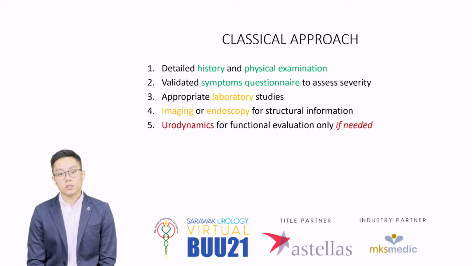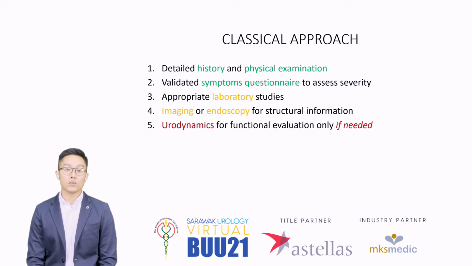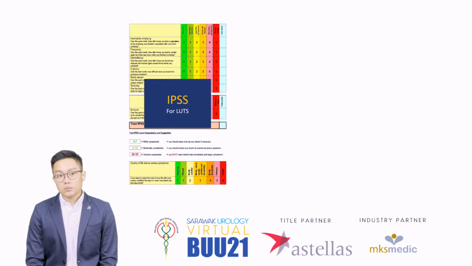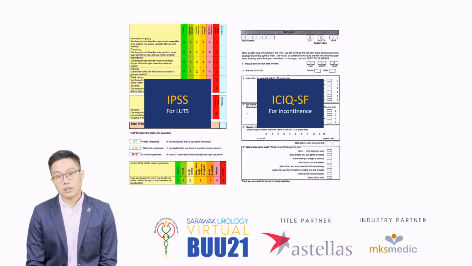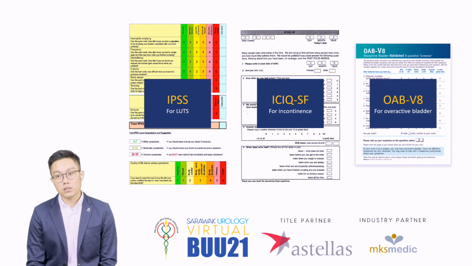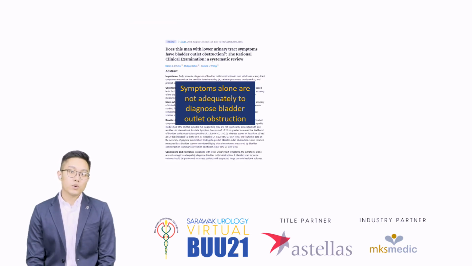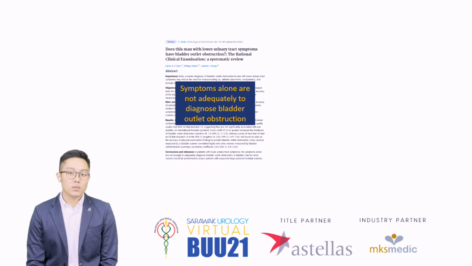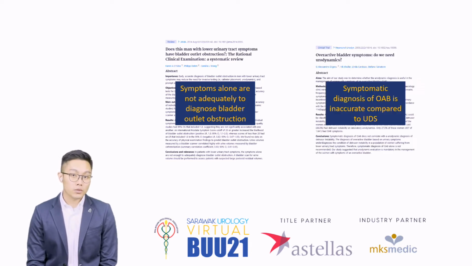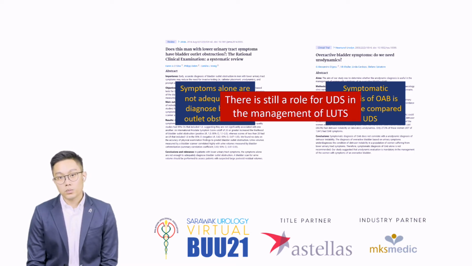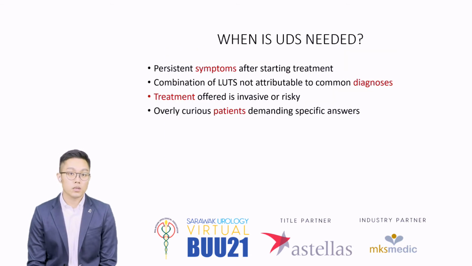But as you see here, urodynamics is actually usually fairly low down. We use it for functional evaluation and only if needed. For the symptoms questionnaire, of course, we can use IPSS for lower urinary tract symptoms, the ICIQ-SF for any incontinence, and lastly, OAB version 8 for overactive bladder. But these symptoms questionnaires have been shown to not be adequate to diagnose either bladder outlet obstruction or even overactive bladder. And so this is when urodynamics becomes vital in the management of lower urinary tract symptoms.